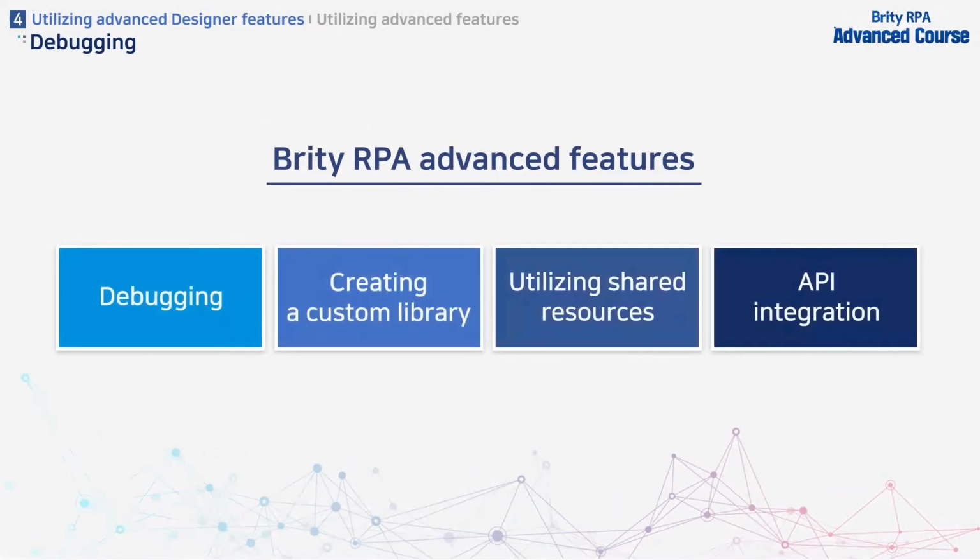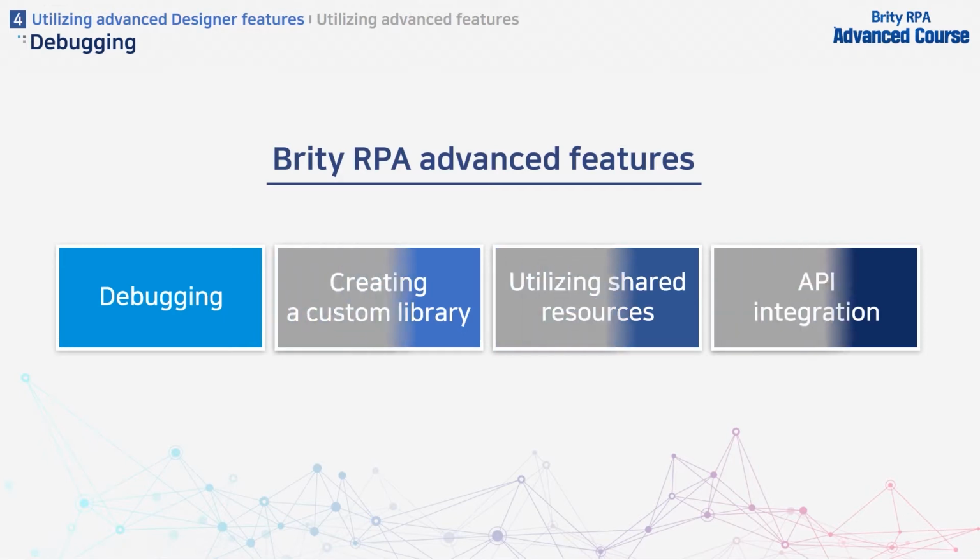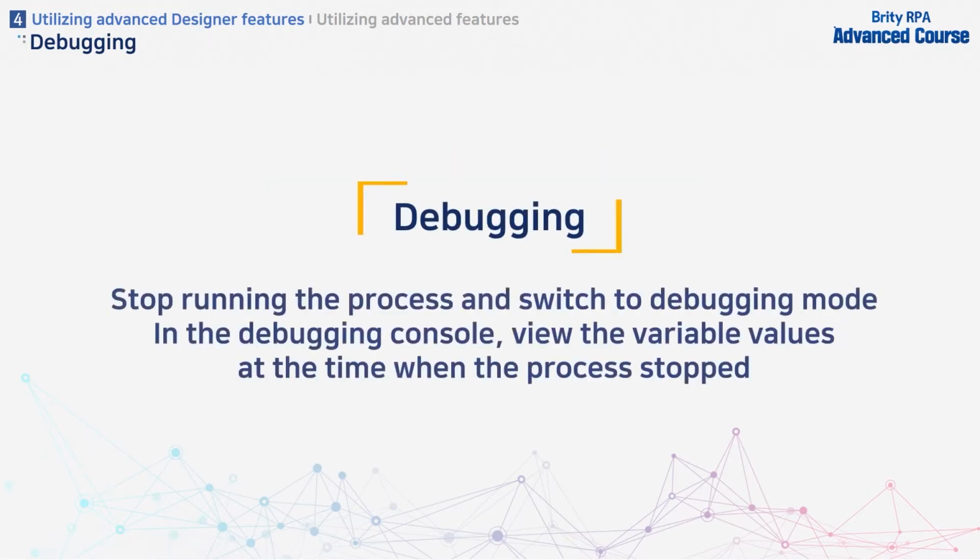In this class, we will learn about the advanced features that you can utilize while developing scenarios. First, let's take a look at the debugging feature. If problems occur while running a scenario, you can switch to debugging mode to view the execution status, such as the variable values, at the time of the process stop in the debugging console.